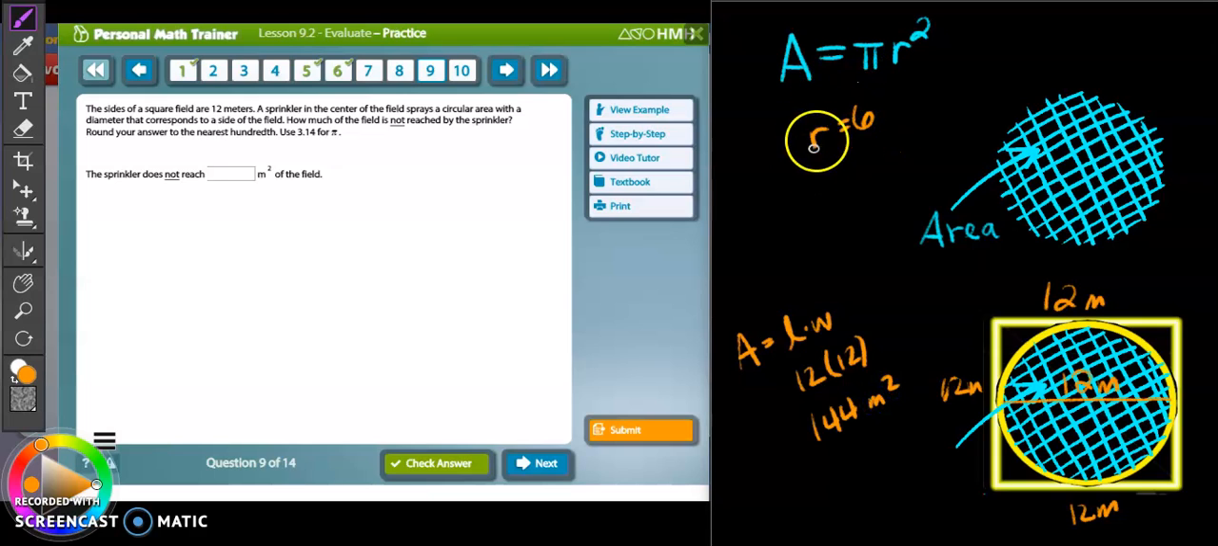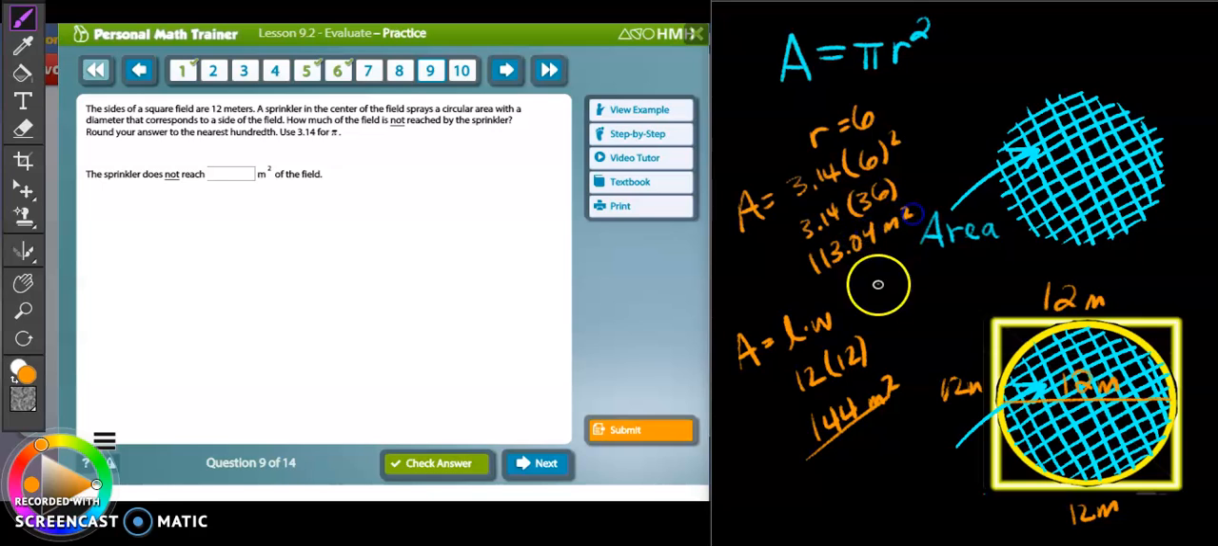But you want to find the area of the circle. Okay, so the area of the square is 144. That's the big one. Alright, so the area of a circle is pi r squared, and I think they want 3.14. So we take 3.14 times 6 squared. 6 squared, of course, is 36, times 3.14, which is 113.04 meters squared. So you can see the sprinkler is only covering 113 square meters.